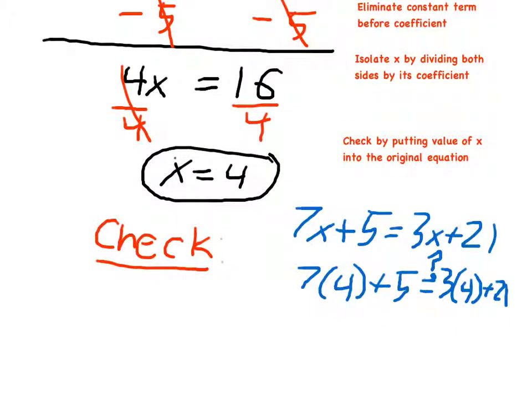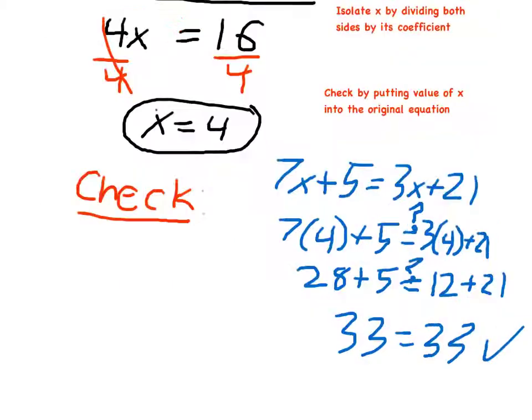In my check, I really just want to make sure that this is true. 7 times 4 is 28. So on one side I have 28 plus 5. And I want to know if that is equal to 3 times 4, which is 12, plus 21. I see that each side does in fact add up to 33, so I do have the correct solution of x equals 4. Thank you.